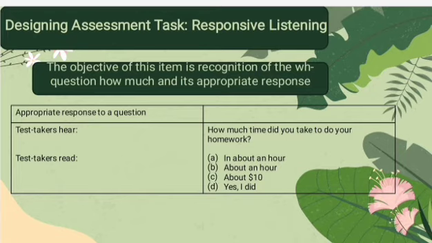So, with the name of appropriate response to a question, the test taker should answer the question appropriately. The question said, how much time did you take to do your homework? So the test taker should answer about the time that the test taker took to do the homework.